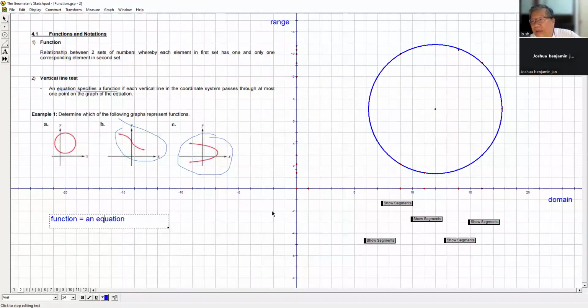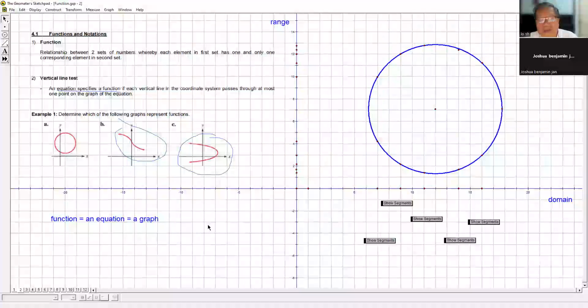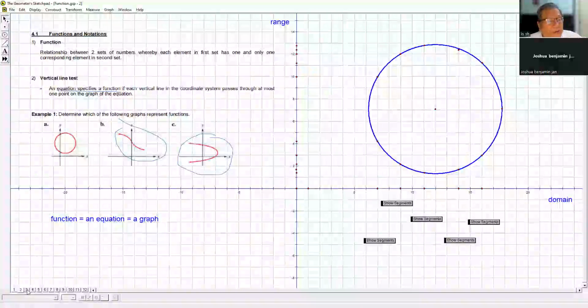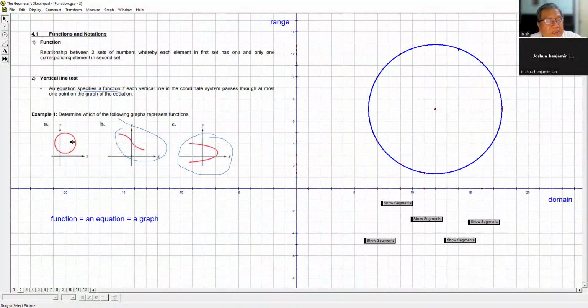Now I want to explain what they are talking about. A function can be represented by an equation. This equation can be represented by a graph. So instead of looking at the equation to understand the function, we try to look at the graph of the equation to represent the function. Okay, never mind. So let us look at this type.